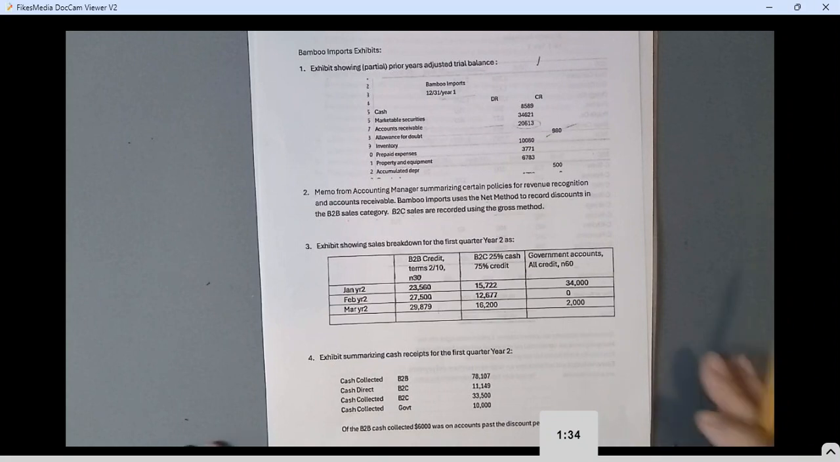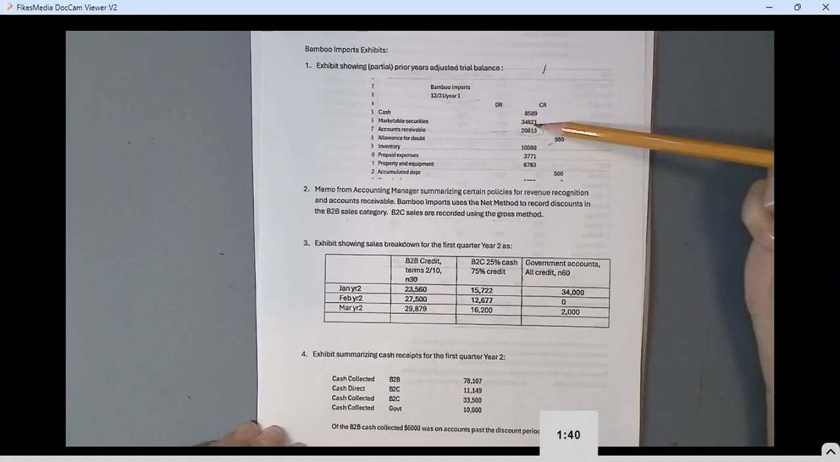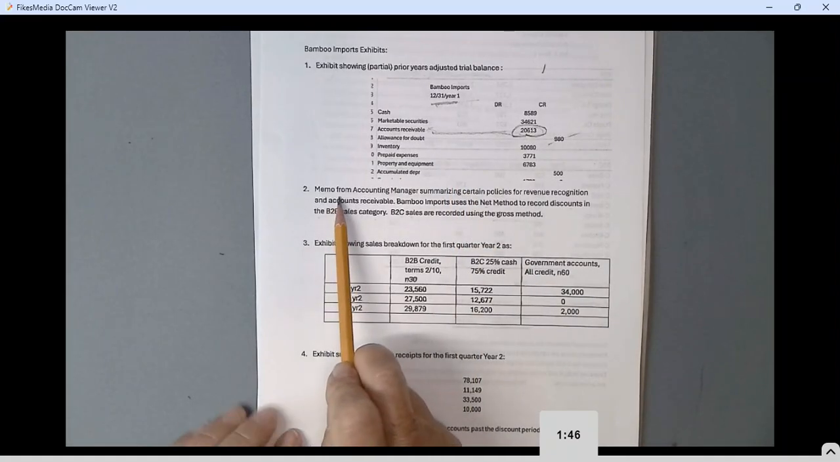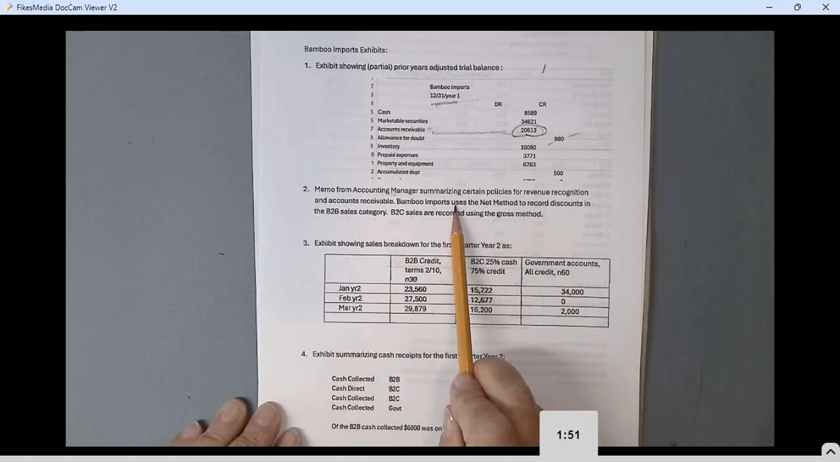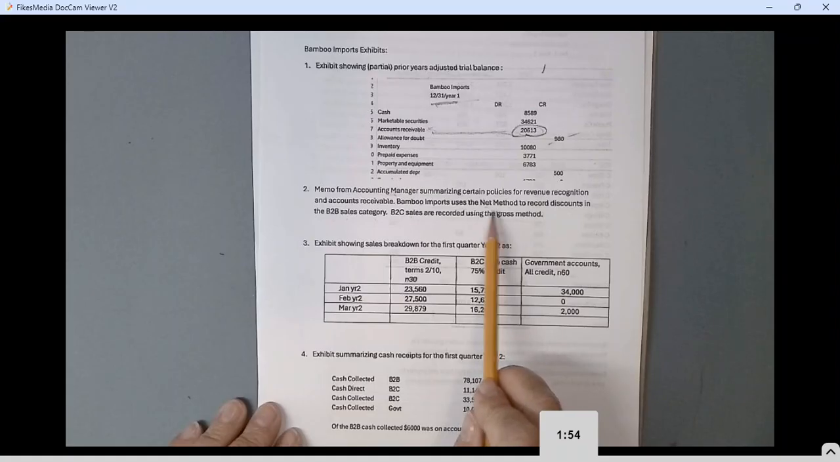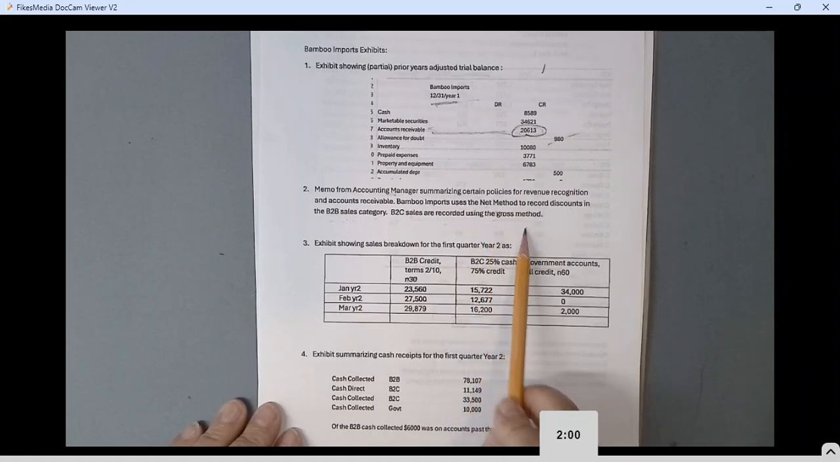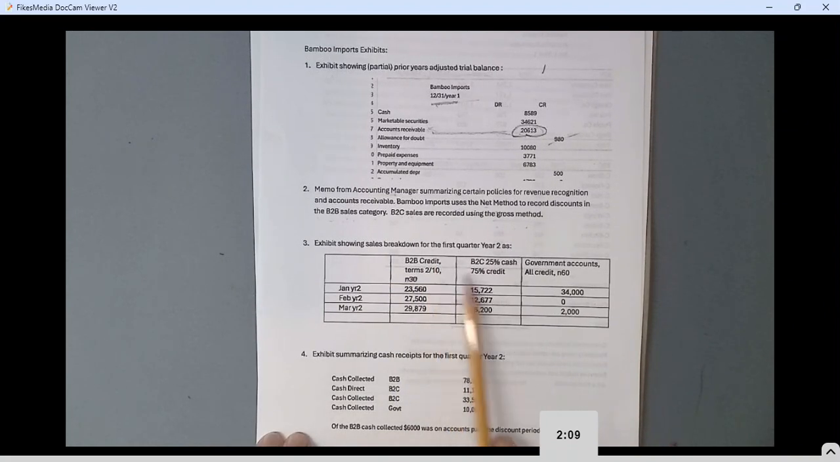Okay, so let's take a look at our exhibits that we have real quickly. We're going to go over each one of them. I have a trial balance with my accounts receivable here. So I have my beginning accounts receivable balance. I have a memo from the accounting manager that summarizes how they recognize revenue. That Bamboo Imports uses the net method for B2B sales category, and B2C sales are recorded using the gross method. When I have a sales breakdown, I have the terms, and all sales for B2B are on credit. For B2C, 25% are in cash, 75% are on credit.